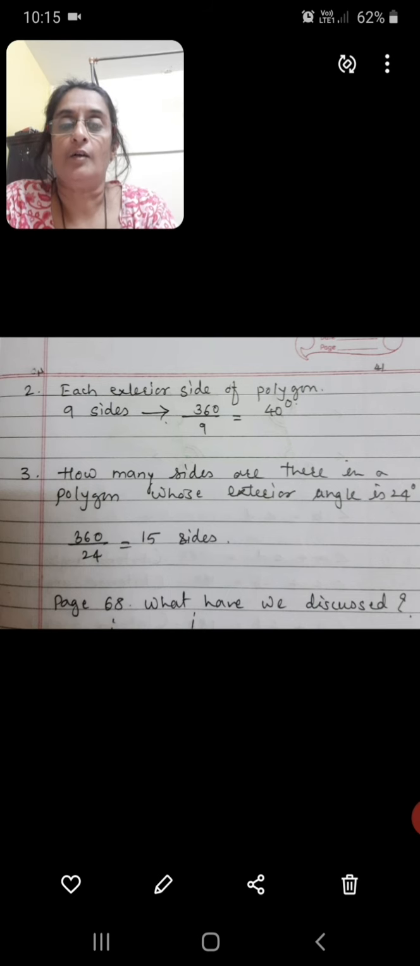After that, on page number 68, there is a summary written. What have we discussed? Copy that also in your fair book after this exercise. After the second exercise, you have to copy page number 68, what we have discussed. So it will help you in solving the next 2 exercises.